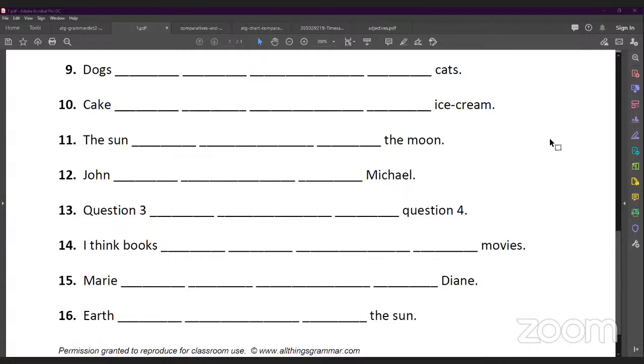Thank you, Miss Pacheco Vargas. Interesting movies. Okay, 16. Marie Carrefour. Diane. 16. Earth is smaller than the Moon. Okay, that's correct. Thank you, miss.